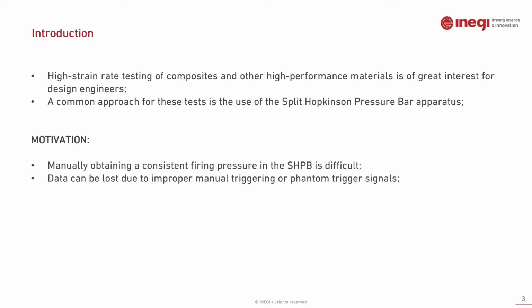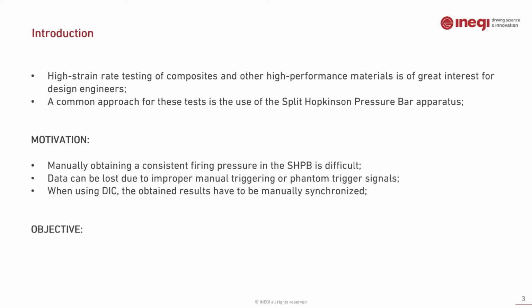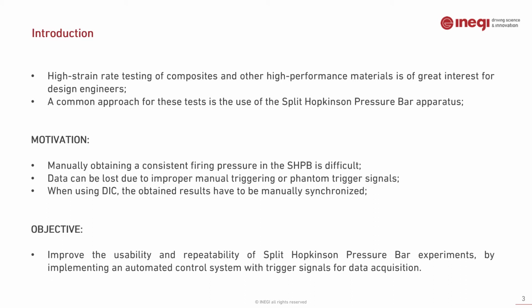Additionally, data can be lost to improper manual triggering or phantom trigger signals, wasting valuable specimens and time. And, when using the DIC, the obtained results have to be manually synchronized in a somewhat difficult and time-consuming operation. Therefore, our objective is to improve the usability and repeatability of our Split Hopkinson pressure bar experiments by implementing an automated control system with trigger signals for data acquisition.